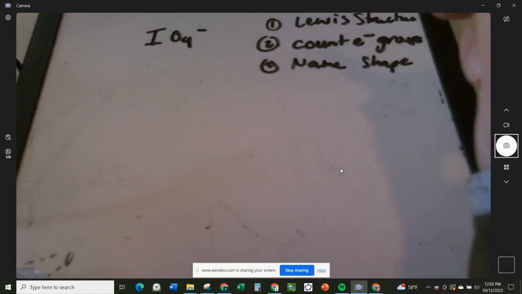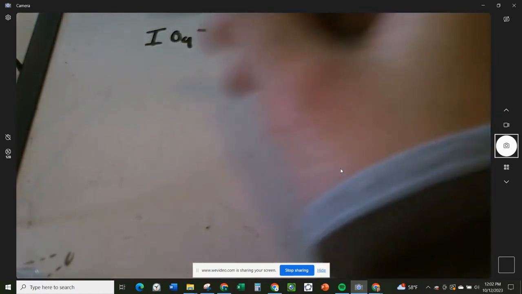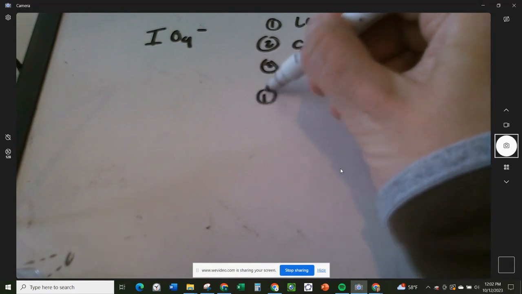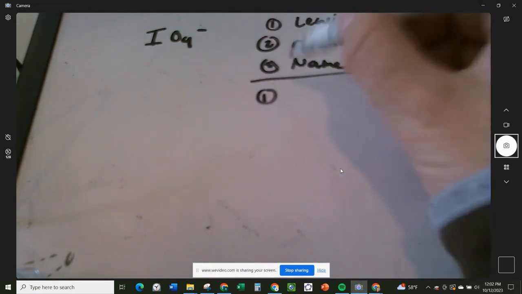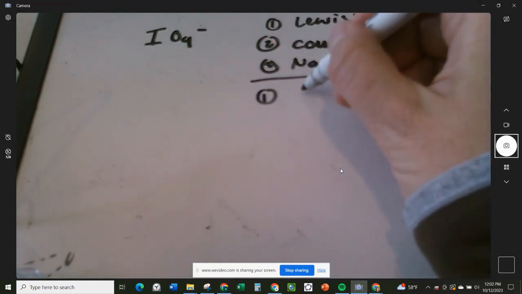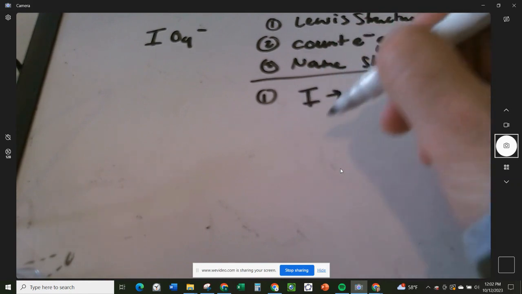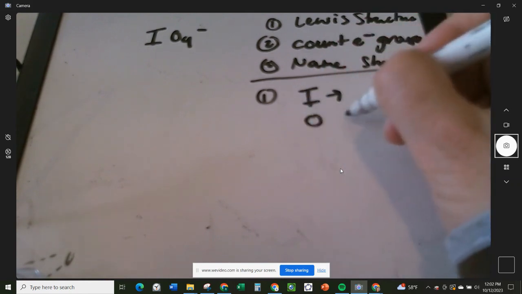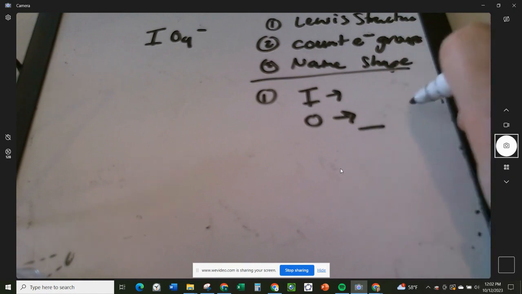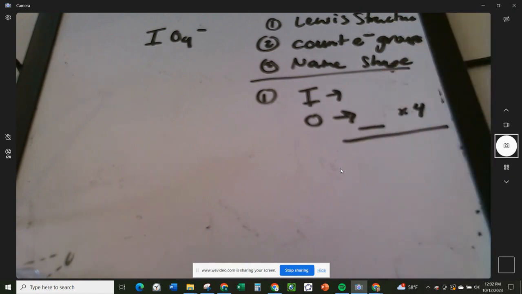Okay, so we need to draw the Lewis structure. So the first thing is we need to figure out how many valence electrons there are. So we have iodine. We need to figure out how many valence electrons that has, and then we have 4 oxygen. So how many does each oxygen have times 4? And then add that up. And we need to figure out the valence electrons by the periodic table.